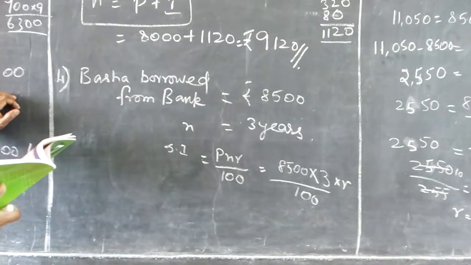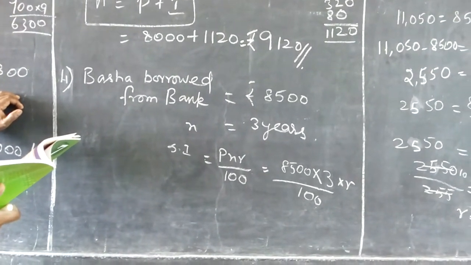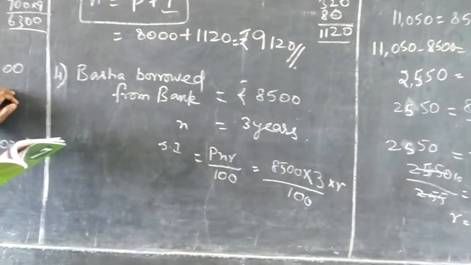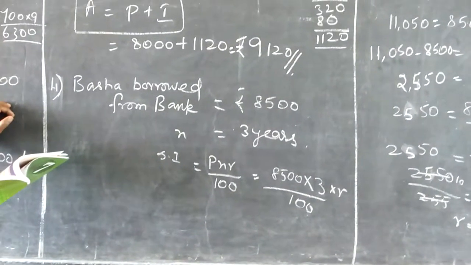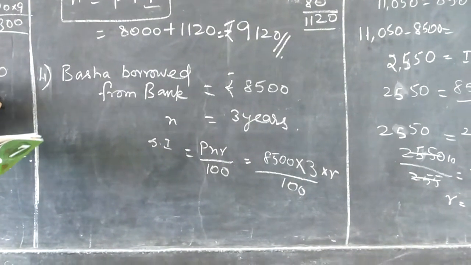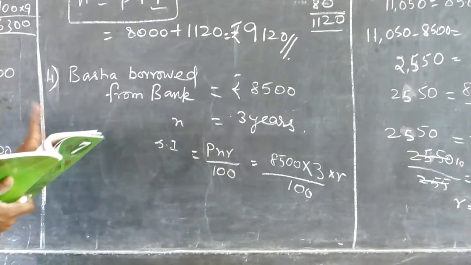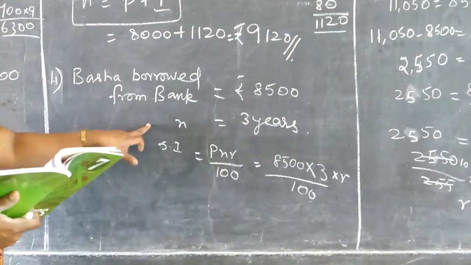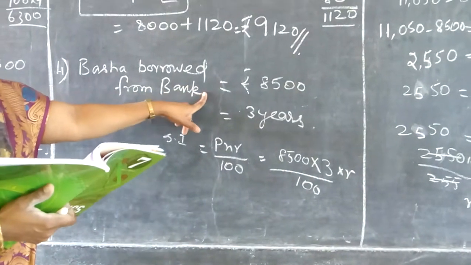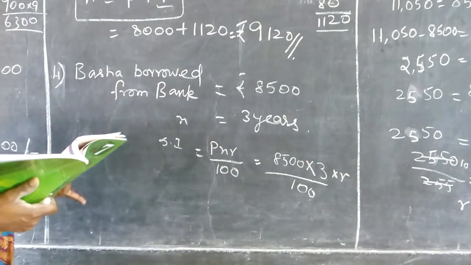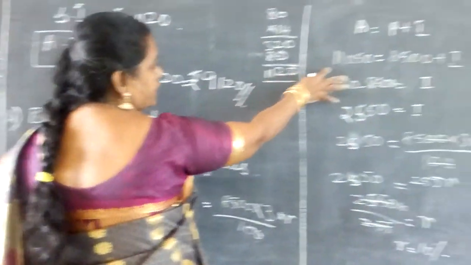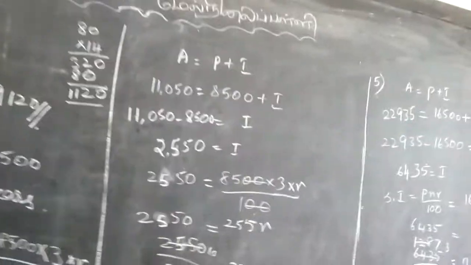Basha borrowed rupees 8,500 from a bank at a particular rate of simple interest. After 3 years, he has to pay 11,050 to settle his debt. At what rate of interest did he borrow the money? So here the question is to find the rate of interest, R. We don't know R, we know n, and the amount he borrowed, 8,500, is the principal. When settling, the amount is 11,050.